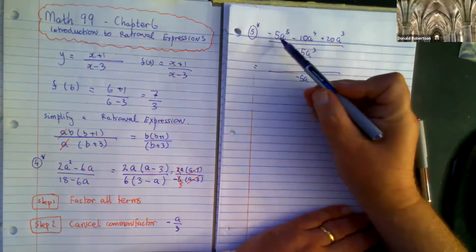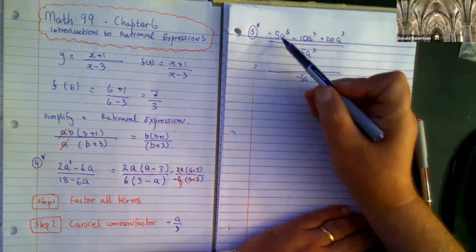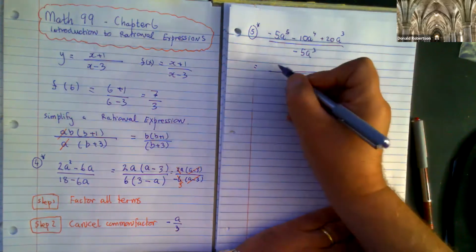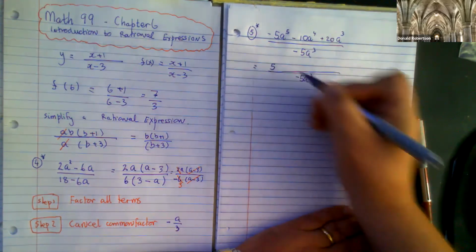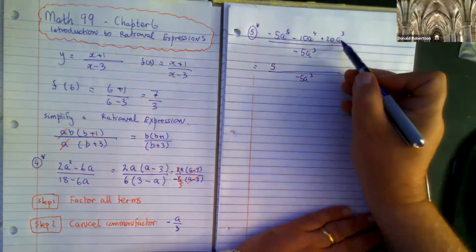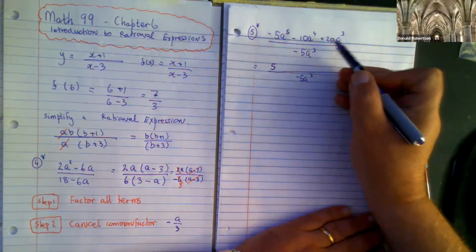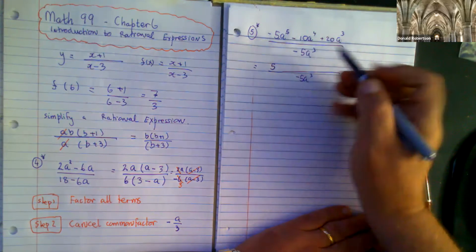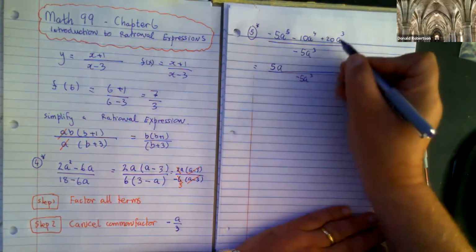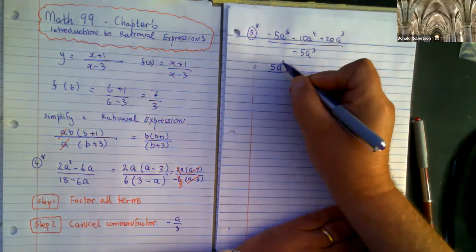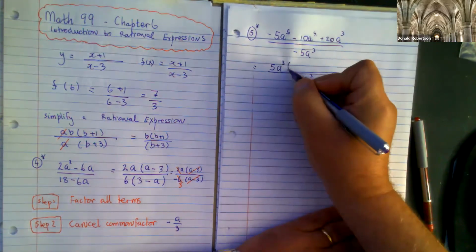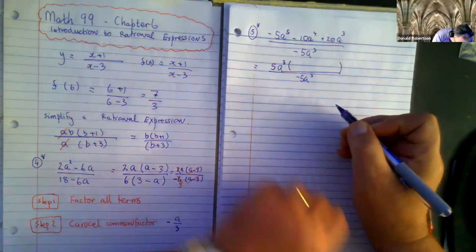Now, there is a common factor between 5, 10, and 20, and that number is 5. There's an a cubed, an a to the power of 4, and an a to the power of 5. If all the terms contain a power of a, then the common factor is the smaller of the 3 choices. And then we'll see what's left.